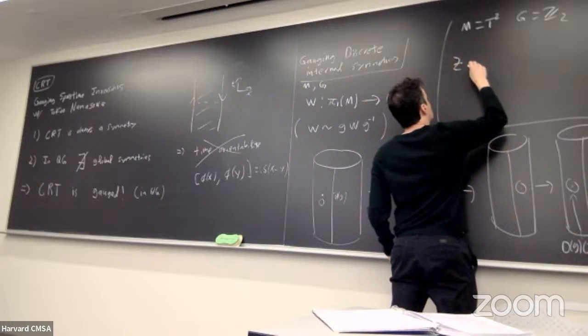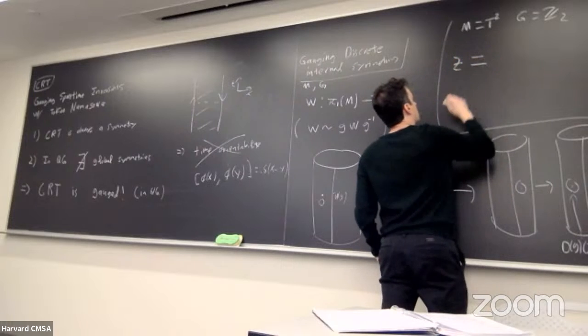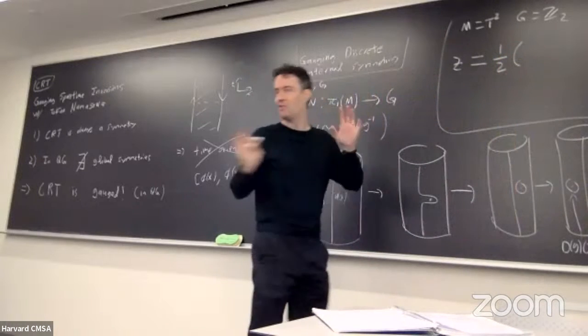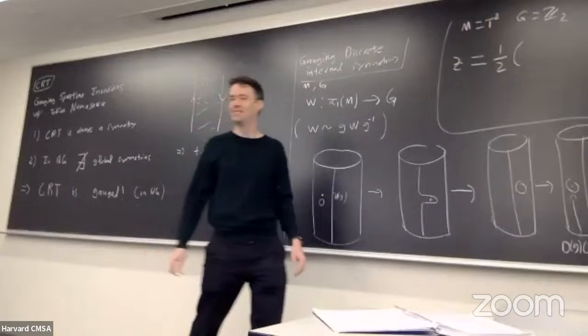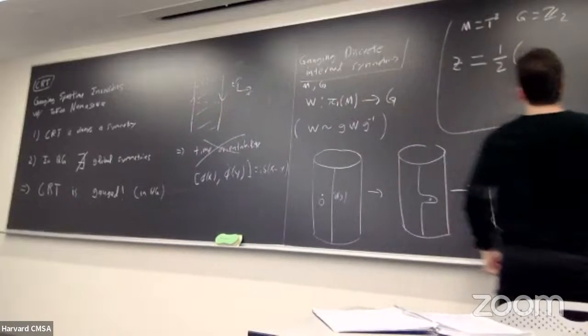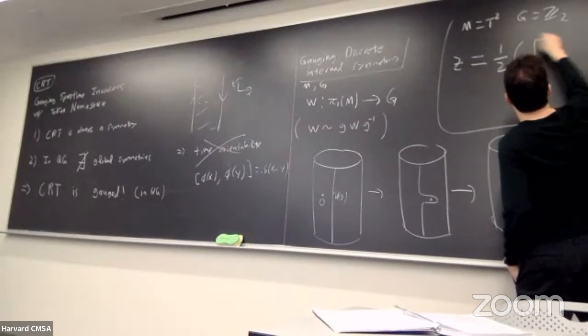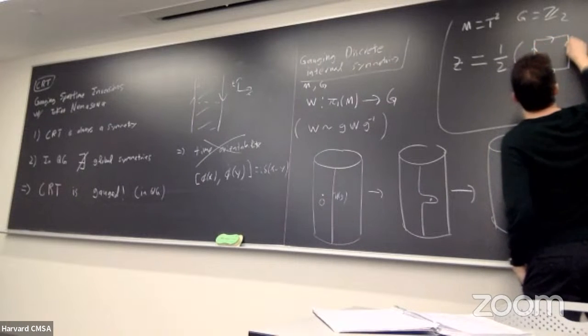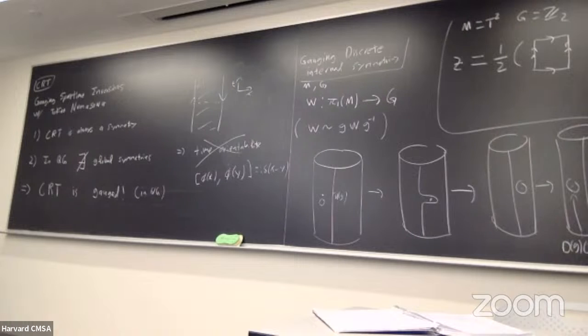So now to gauge, we should sum, right? So here's what the gauged partition function looks like. More accurately, you should divide by the volume of the group in the sum. Okay, so here the volume is 2. And then there are 4 terms. There's a term with no holonomies of any kind. That's the easy one.